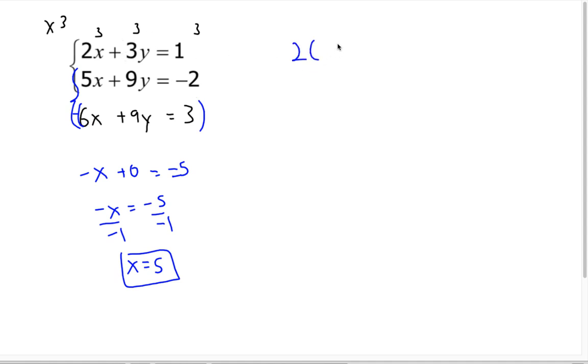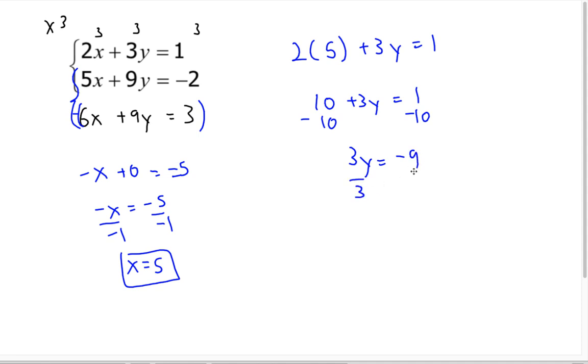So 2 times 5 plus 3y equals 1. 10 plus 3y equals 1. Minus 10 from both sides. 3y equals 1 minus 10, which is negative 9. Divide both sides by 3. y equals negative 3. Now these should both work in here, so let's try it.